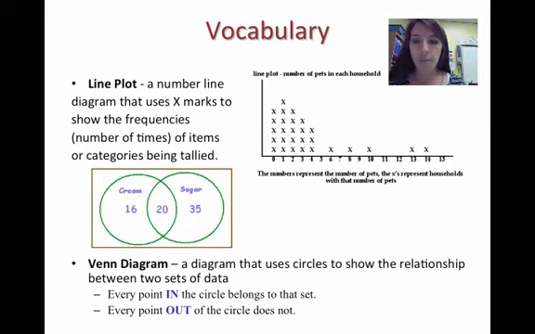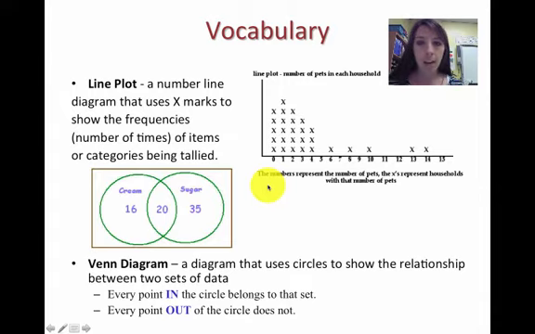So as far as households with 0 pets, it looks like we have 5 households here that have 0 pets. That means houses that have 0 pets. And then you can look here, and all you do is count the number of X's that are stacked on top of the number on the number line, and that tells you the frequency.